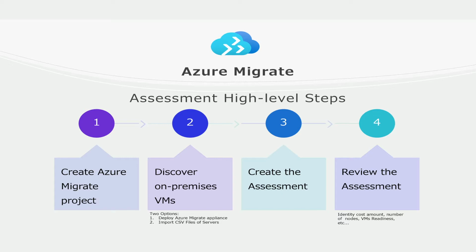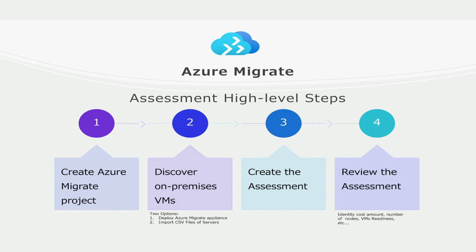In this demo, I'll be walking you through the steps required to create an assessment for VMware workloads on-prem before migrating them to AVS. So here are the general steps you'll be taking to run the assessment. First, create an Azure Migrate project if it doesn't exist. Second, discover on-premises VMs. There are two options to do that. One option is to deploy the Azure Migrate virtual appliance, which comes in OVA format, on your VMware cluster. After deploying and configuring the appliance, it will start discovering VMs on VMware clusters and reporting metadata and performance data to Azure Migrate.